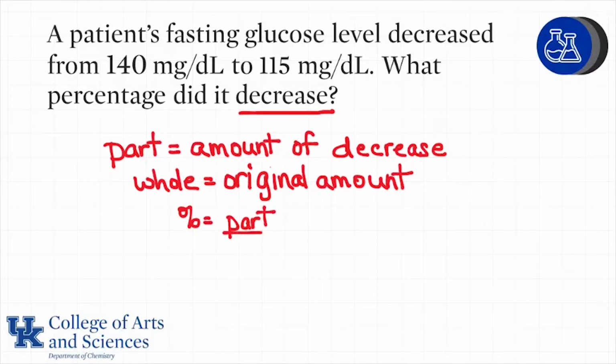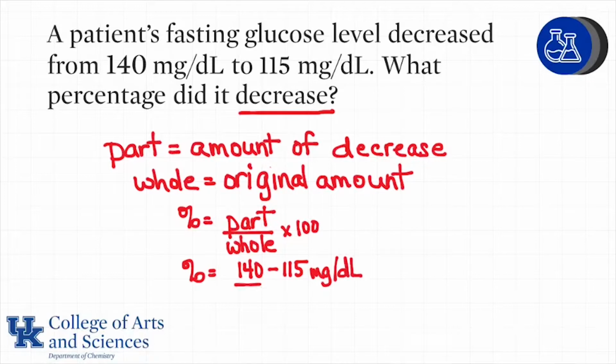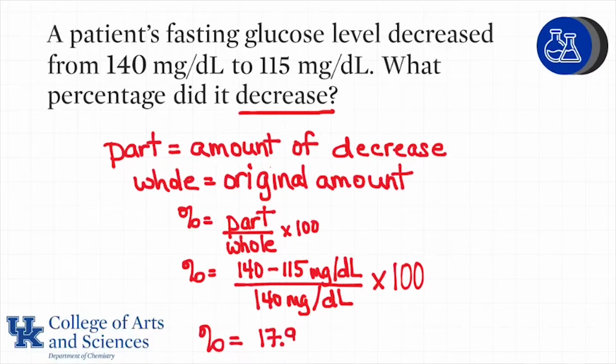So we get our equation, percent equals part over whole times 100. And this time, instead of just putting in a single value, we're actually going to have to do a calculation in the part because that's the amount of decrease. So 140 minus 115 milligrams per deciliter is the amount of decrease, divided by the original amount as our whole, so the 140 milligrams per deciliter. And when we solve the problem, we get 17.9% decrease. So it's very important that you read the problem carefully and make sure you understand what's being asked.